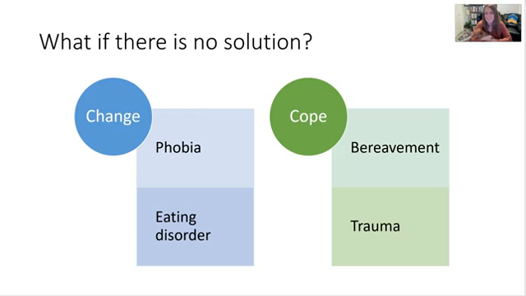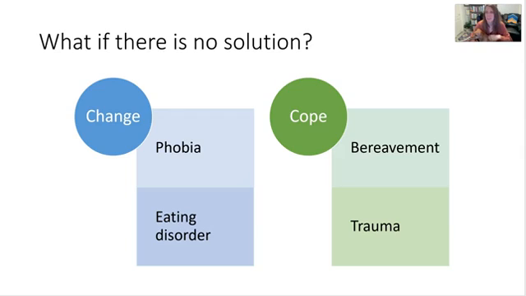So what if there is no solution? I always tell clients that there's really two different ways of addressing any given issue. You can change it, or you can learn to cope with it. So in the case of, say, a phobia or an eating disorder, that is something that you can actively take steps, whether that be some exposure therapy or different things, to actually change your behaviors, to change the issue.